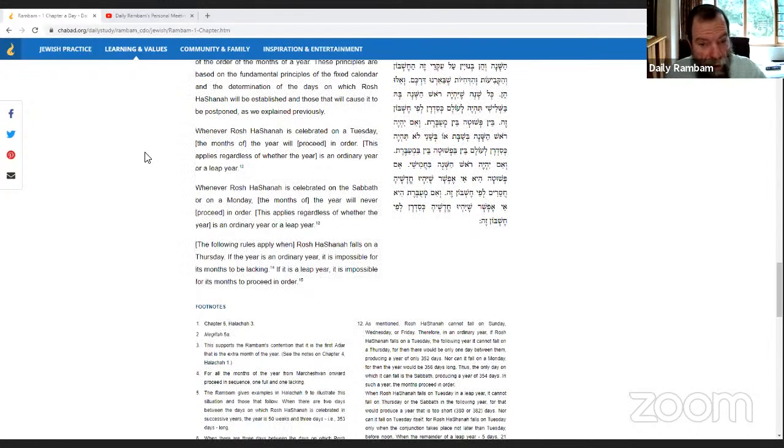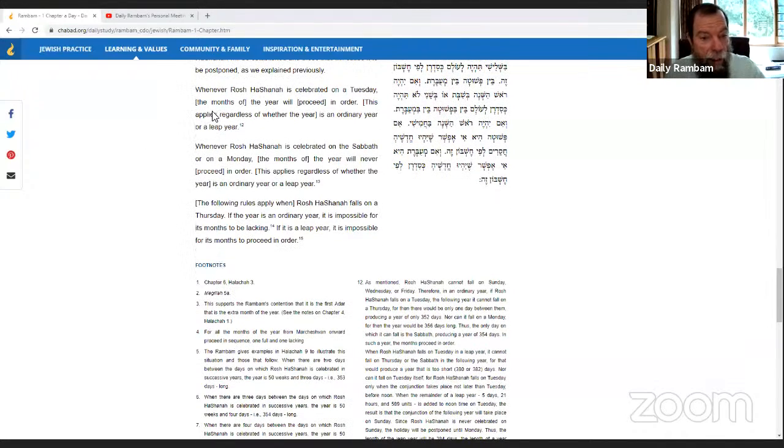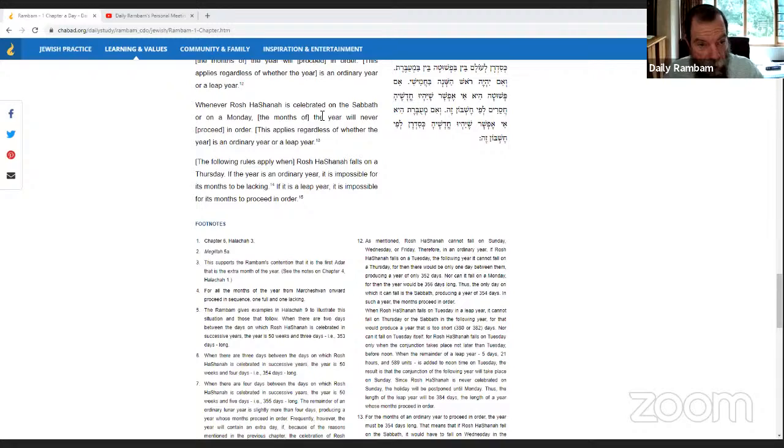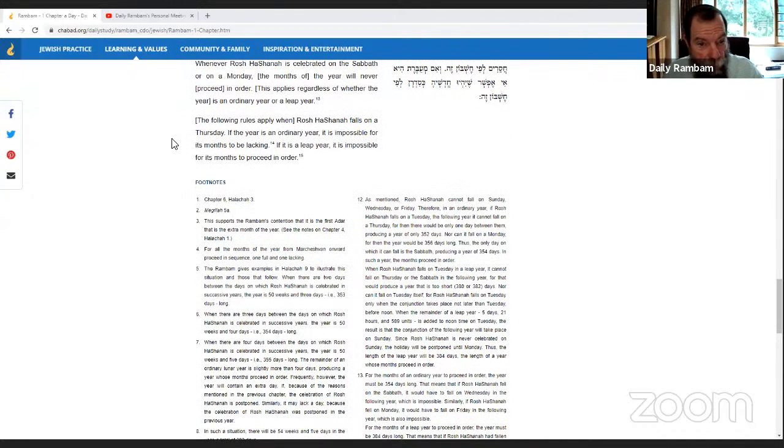Whenever Rosh Hashanah is celebrated on a Tuesday, the months of the year will proceed in order. This applies regardless if it's an ordinary year or a leap year. When Rosh Hashanah is celebrated on Shabbos or on a Monday, the months of the year will never proceed in order. And the following rules apply when Rosh Hashanah falls on a Thursday. If it's an ordinary year, it's impossible for the months to be lacking. If it's a leap year, it's impossible for its months to proceed in order.